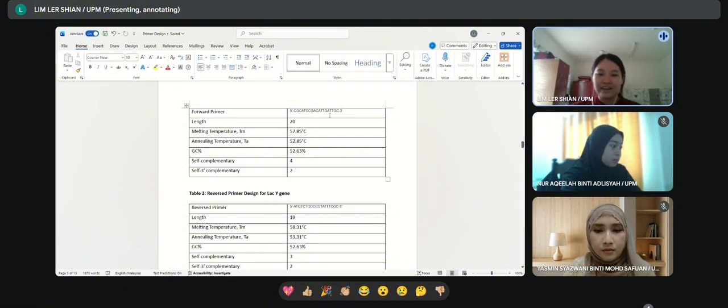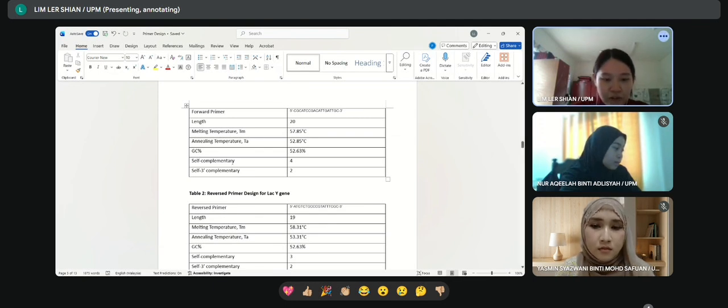So this can prevent the primer from forming primer dimers. It can enable this primer to bind specifically to the template.